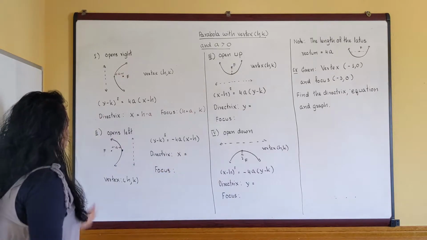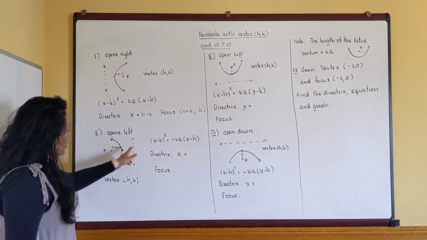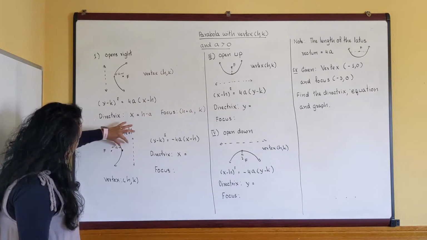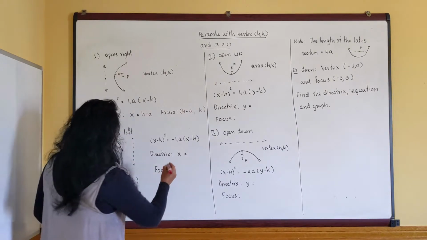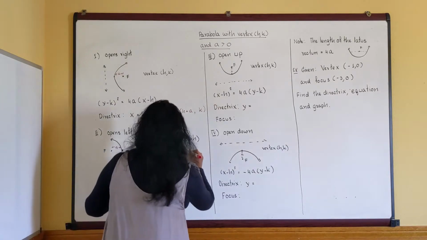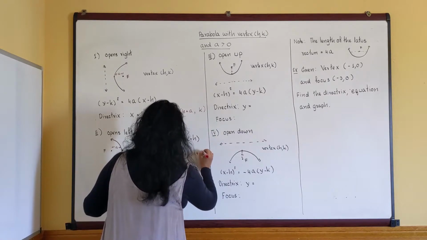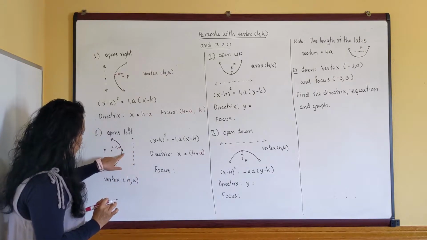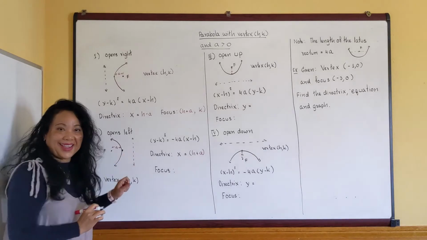Now the directrix is the vertical line to the right, and for the vertical line you're going to have x equal to something. The distance here is a and the distance here is a. So x is going to be, the vertex again is (h, k). It's going to be h plus a because the distance here is a.